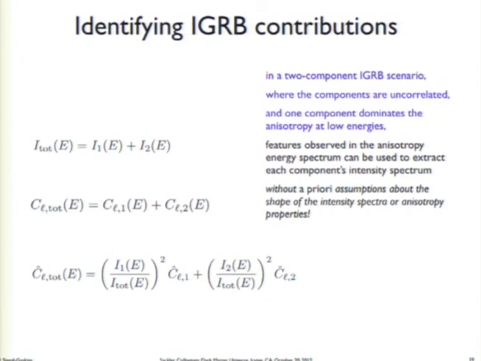I'm going to assume that one component dominates the anisotropy at low energies. This is also a fairly reasonable assumption. For example, something like blazars at low energies might be dominating. So I'm only going to need these equations here.